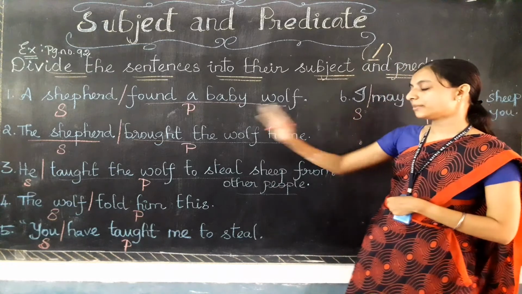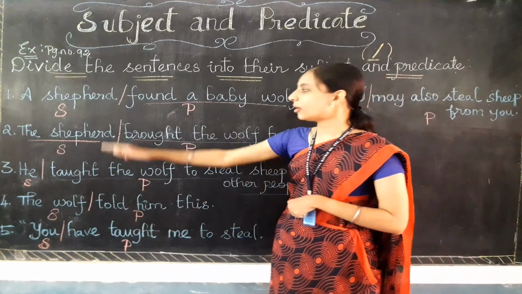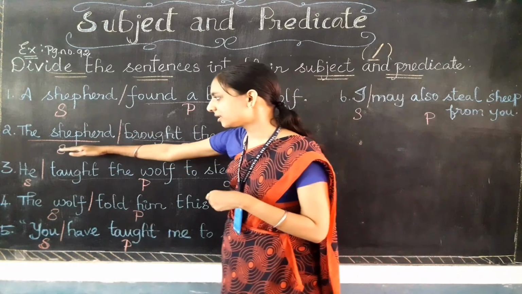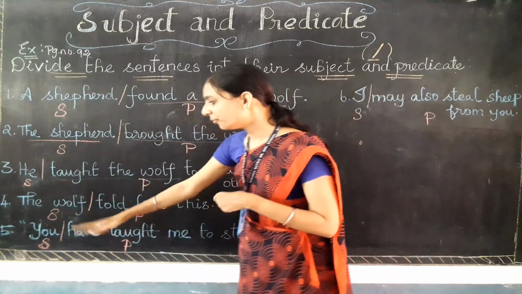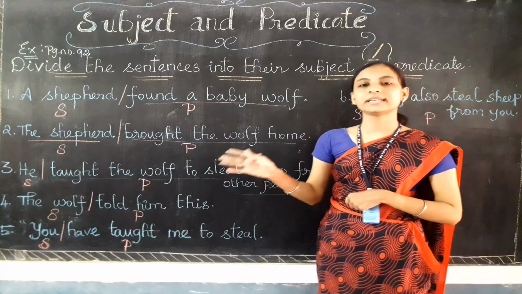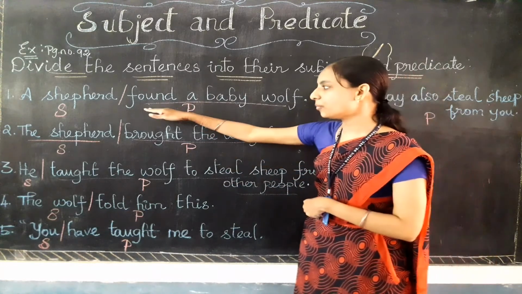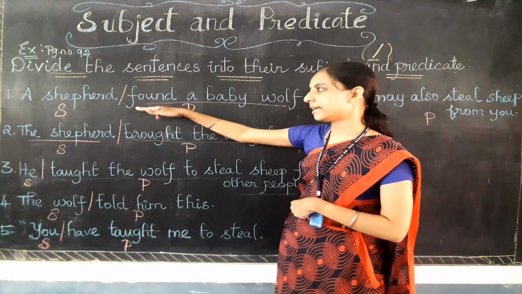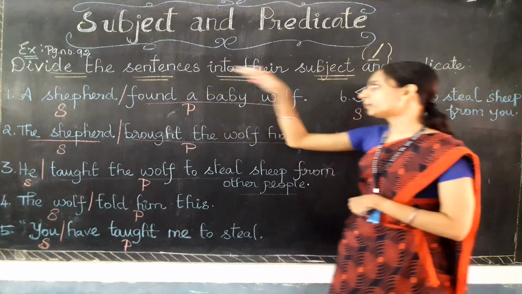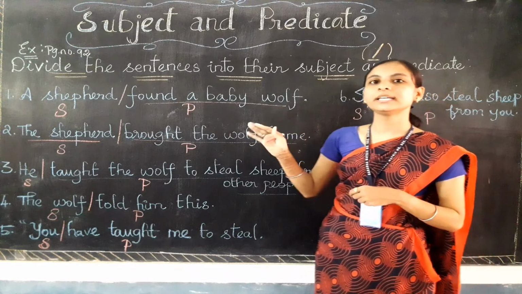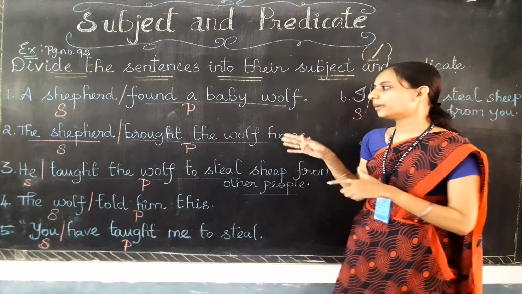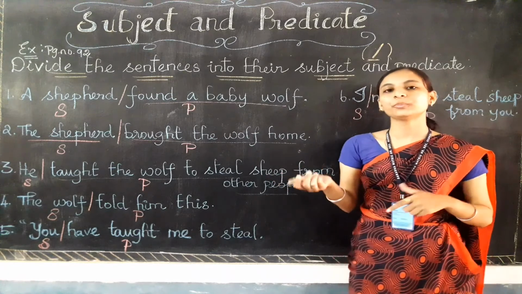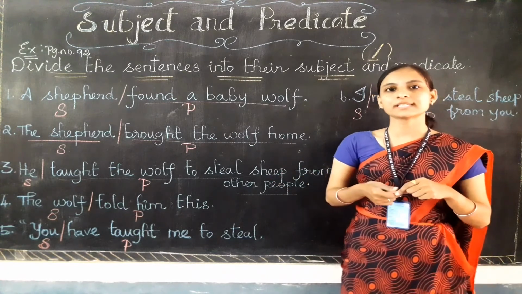Look at the board. All the first words refer to the subject only. See, a shepherd, the shepherd, he, the wolf, you, I. All these are the subject only. And the verb, where is the verb present? Here, next to the subject. From the verb till the end of the sentence is the predicate only. So I hope you are clear with this exercise. It is very easy only. So try to do the other exercise also by yourself.